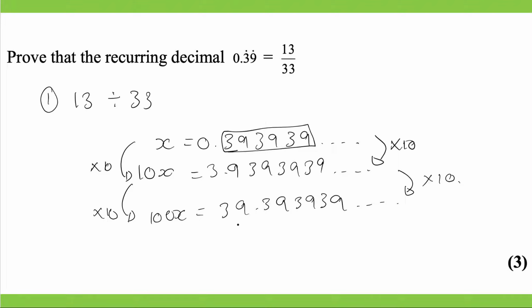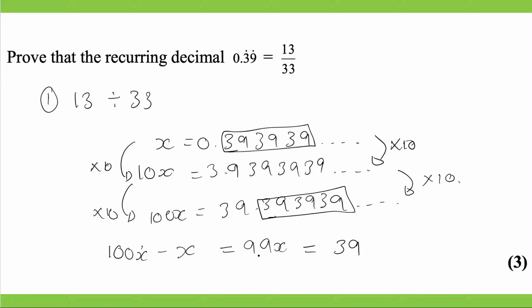So now we can do 100x subtract x, which would give us 99x, and we can also do 39.393939 and so on, subtract 0.393939 and so on. That would end up cancelling out all the decimal places, and that's what we want. So we would just be left with 39 subtract 0, which would give us 39. So 100x subtract x gives us 99x, which is equal to 39.